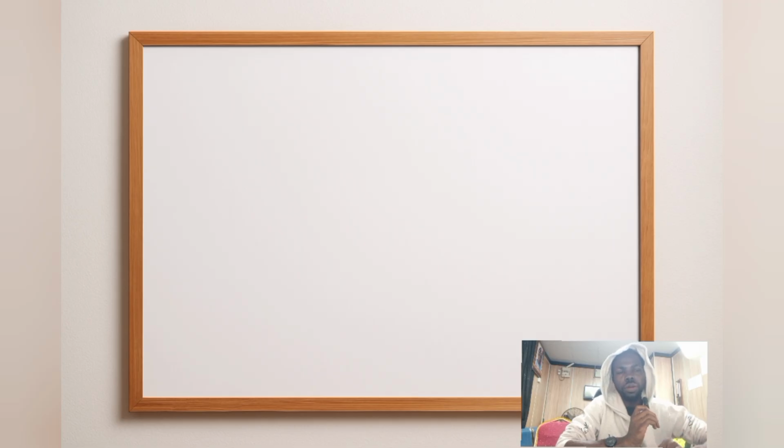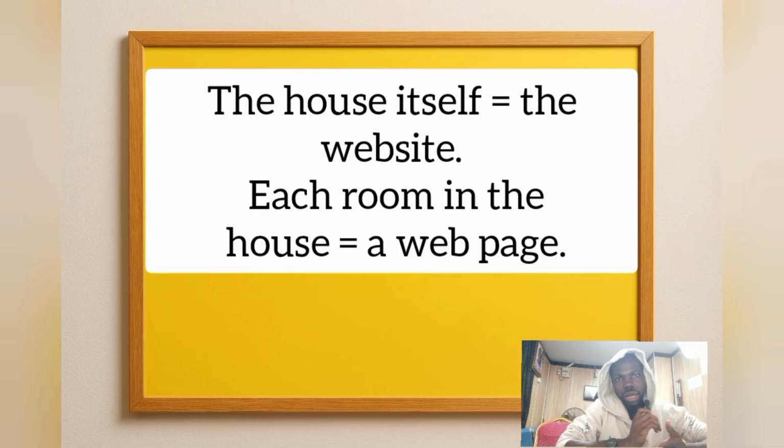Now, for the website, if you enter a house, let's say you enter the living room. Some of us call it sitting room, some of us call it parlor. But you understand the location that I'm talking about in a house. If you enter your parlor, that's more or less like your home page. It's the first place where you get to when you enter a house. From there, you can now enter other rooms. Those other rooms are like other pages.